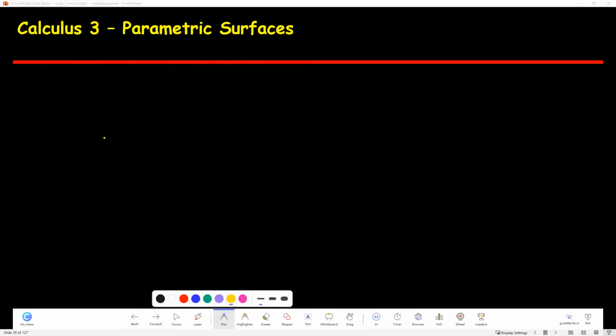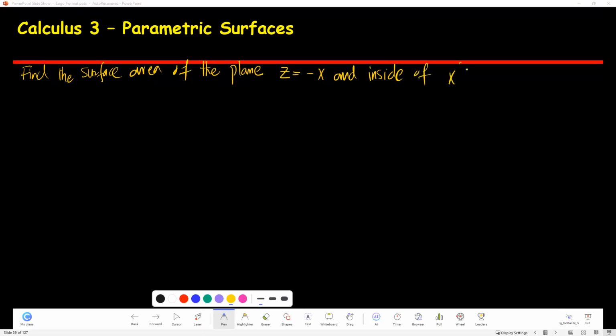Another problem. In this problem, find the surface area z equals minus x, and inside of x squared plus y squared equals 4. What exactly is the shape?